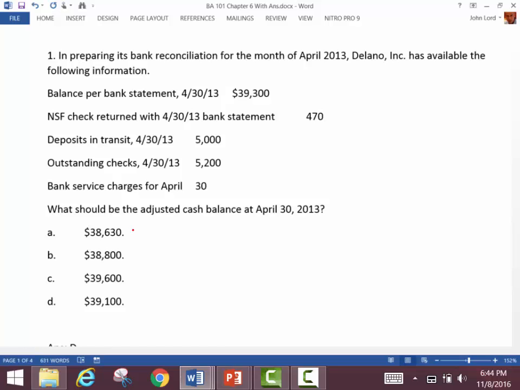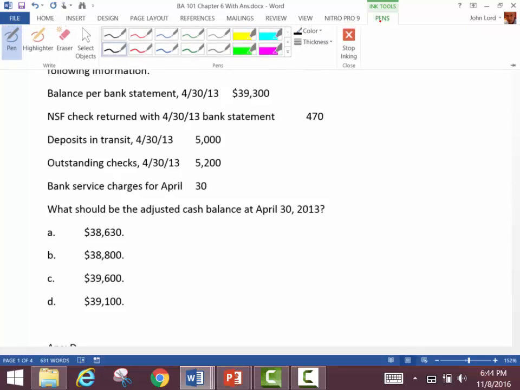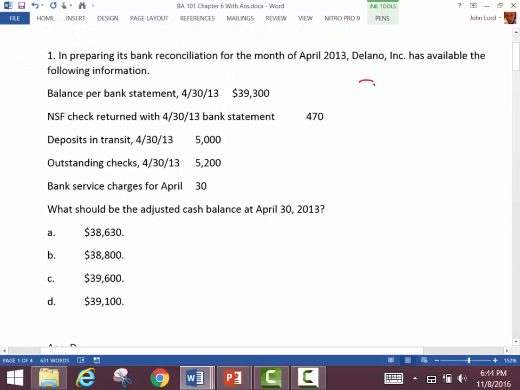30th. Don't worry about the year. April 30th here. So they're giving me the balance per bank statement, and then they're giving me information. They want the adjusted cash balance. So if I take the bank statement, which is 39,300. Okay. And then we start adjusting for things that the company knows about that the bank does not know about, right? Okay, so how about this deposit and this NSF check?